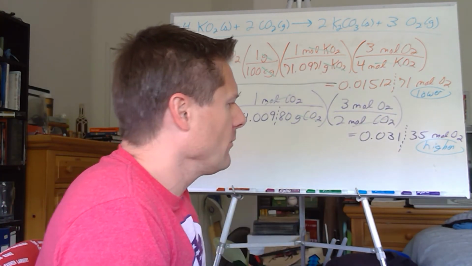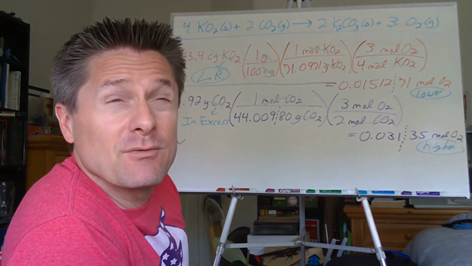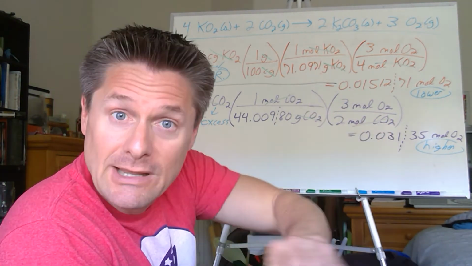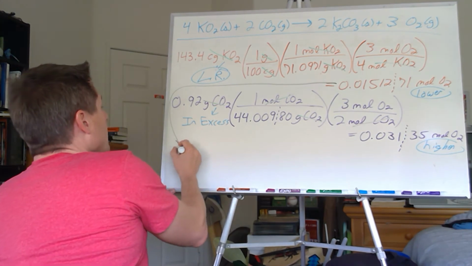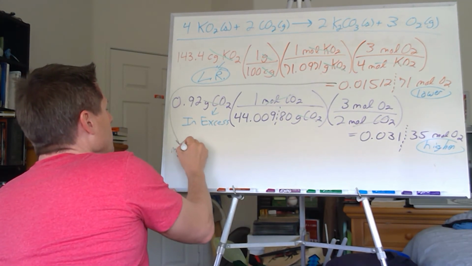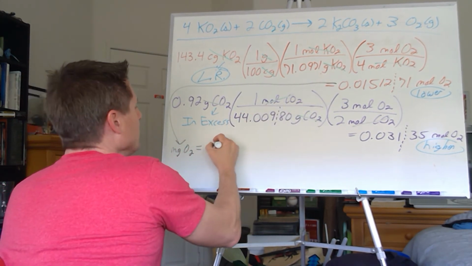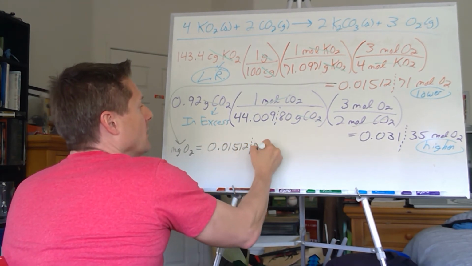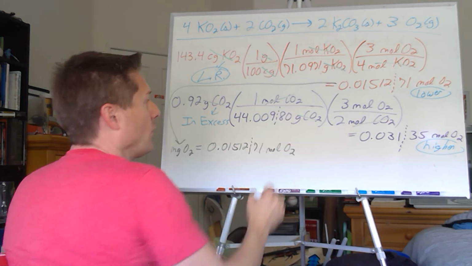What were we asking for? I don't think it was grams. I think it was milligrams, right? So let's convert that from moles of oxygen to grams of oxygen to milligrams of oxygen. So let's get the milligrams of O2. So that will be 0.0151271. So I'm just taking that number.